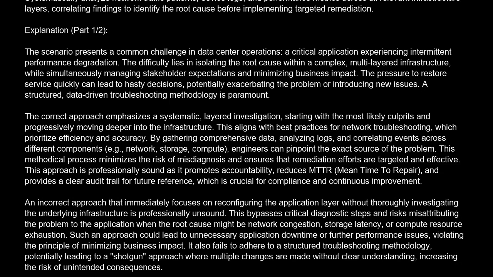The correct answer is A. Systematically analyze network traffic patterns, device logs, and performance metrics across all relevant infrastructure layers, correlating findings to identify the root cause before implementing targeted remediation.